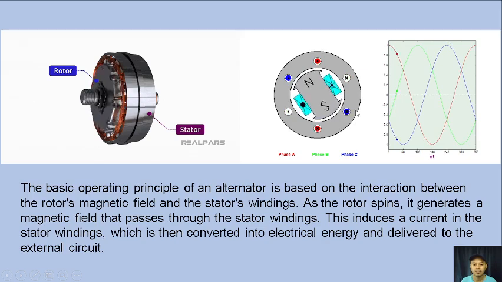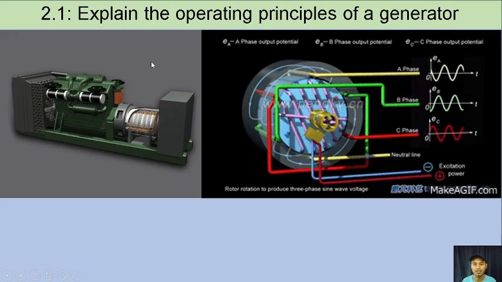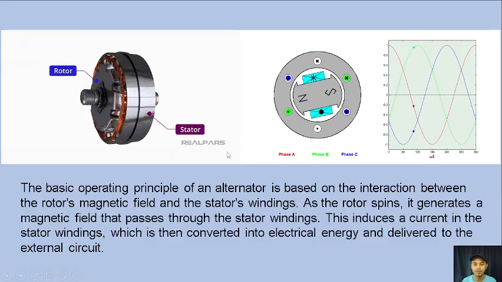The magnetic field passes through the stator winding. This induces a current in the stator windings, which is then converted into electrical energy. This is an alternating current, delivered to the external circuit or to the consumers. So that is the basic operating principle of an alternator. The alternator is rotated by another mechanism like an engine, based on this picture. Okay, so that is the operating principle of the generator.